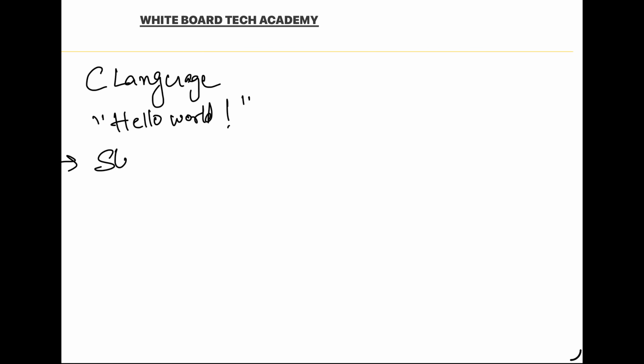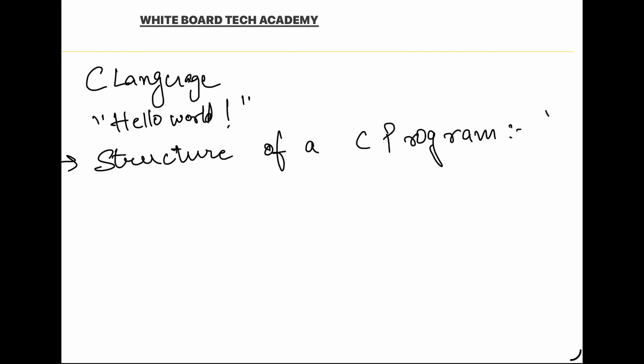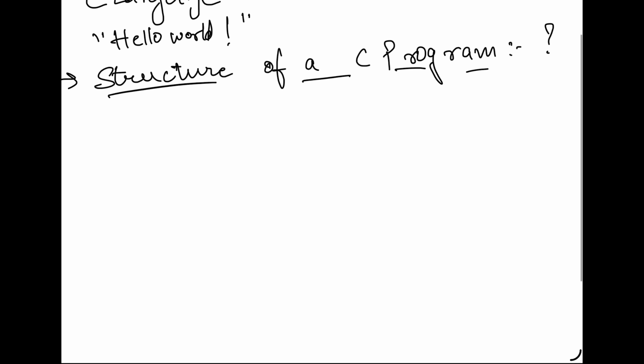Structure of a C program. What is the structure? I will tell you step by step. So, first is the documentation section.